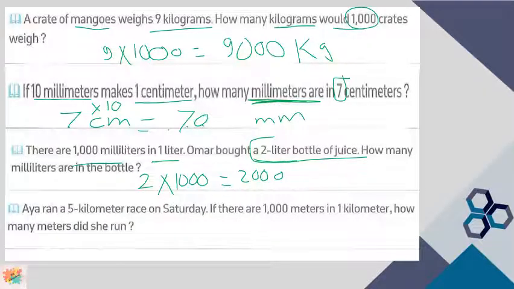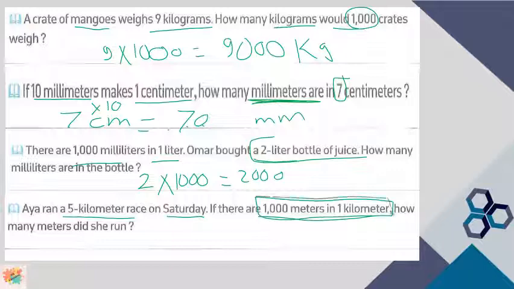The next: Aya ran a 5-kilometer race on Saturday. If there are 1000 meters in 1 kilometer, so they give us that 1 kilometer is 1000. So how many meters did she run? We will do 5 multiplied by 1000. That equals 5000 meters. And with that, my friends, we know the meaning of the powers of 10. We know how we can multiply by 10 or 100 or 1000 or 10,000 and so on.